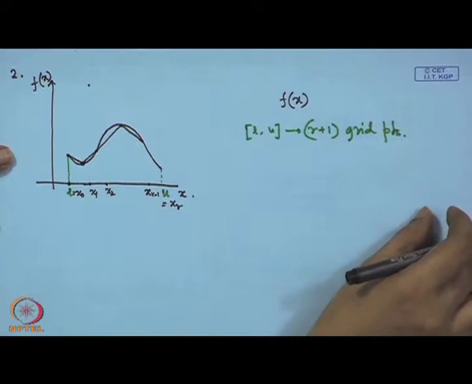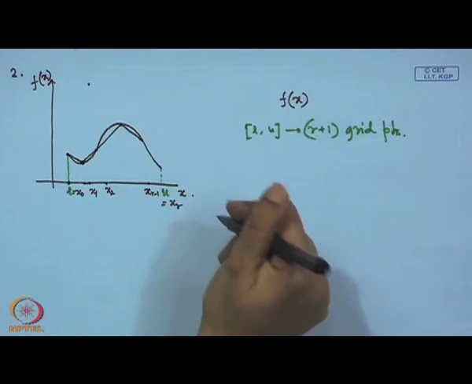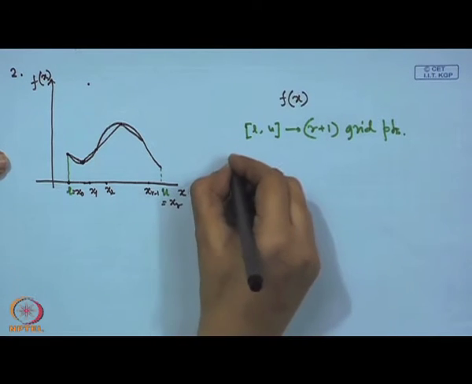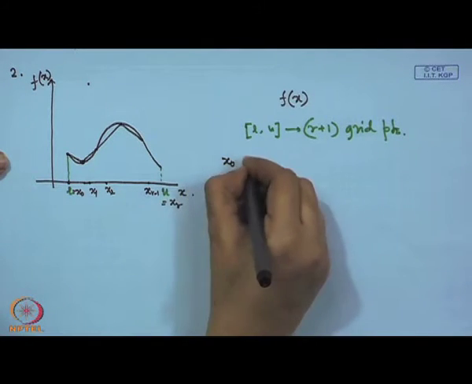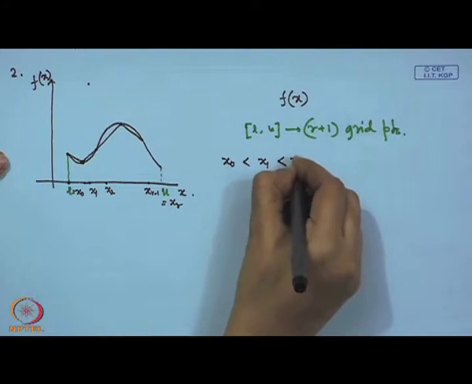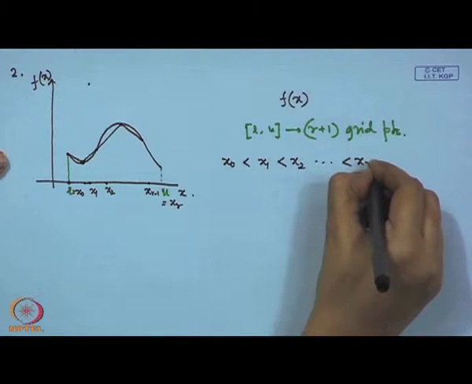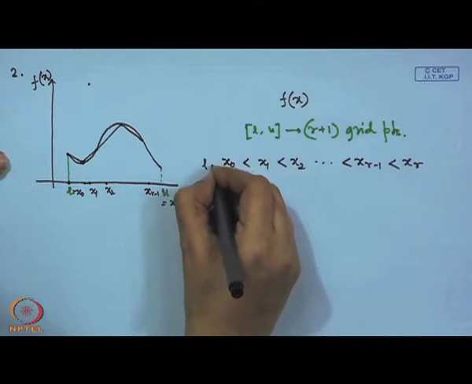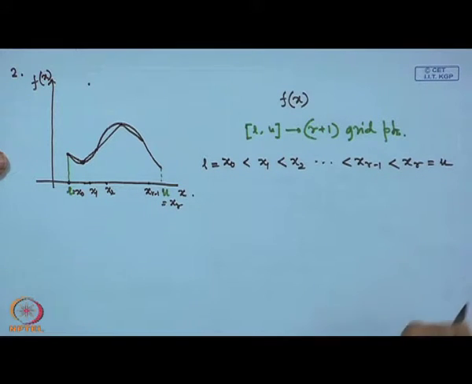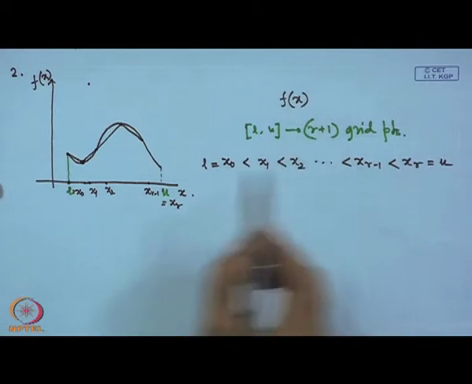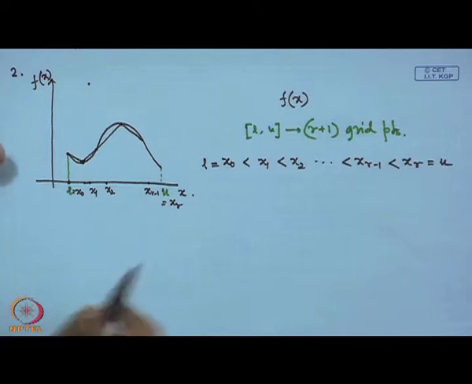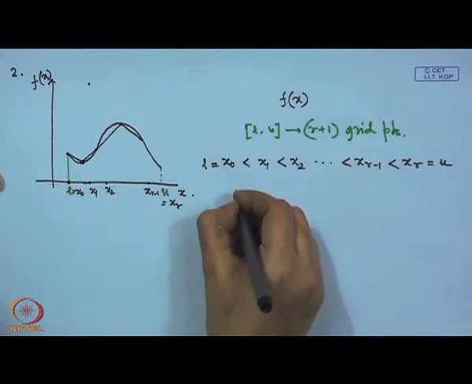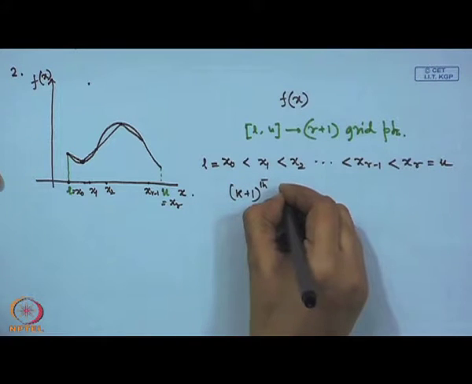Now, how can we express these things mathematically together? I have written the grid points as x0 less than x1 less than x2, and in this way up to x(r minus 1) and xr, that means we have r partitions, and L is the lower limit and U is the upper limit. That means the function f(x) is defined within the range L to U for the decision variable.